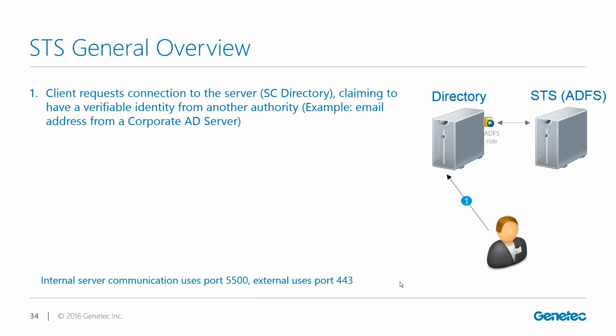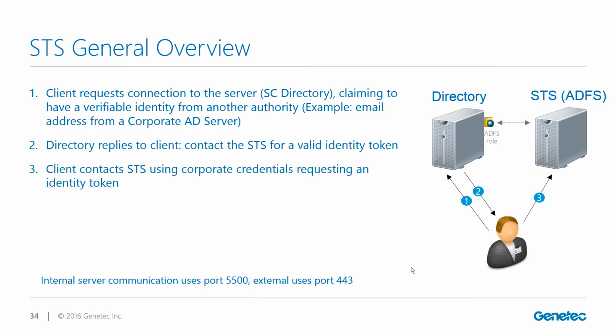So the first thing that happens is the client connects to the directory and says, hello, I'd like to sign in. I have this valid authentication that I'd like to use. And the directory basically says, well, hold on a second, I don't need that. I want you to connect to STS, and I want you to get a token for me.